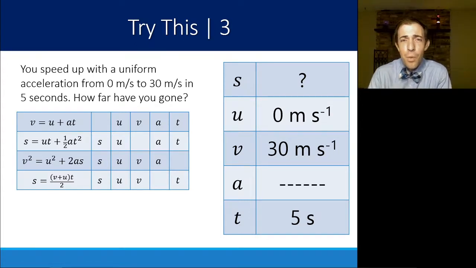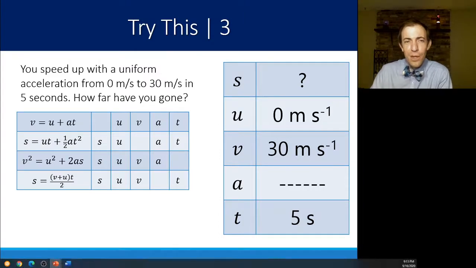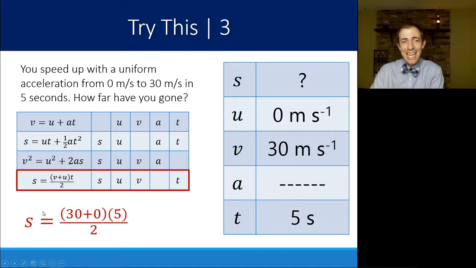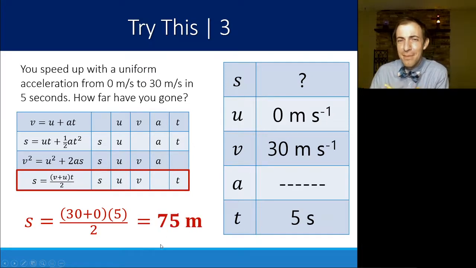Why this is useful is there is only one equation in this list that does not use A, but uses everything else. And that's this last equation here. And you'll notice it's already solved for S. So we're just going to take that equation, plug in the variables that we know, 30 meters per second plus 0 seconds, times 5 divided by 2 will give us a total displacement of 75 meters.